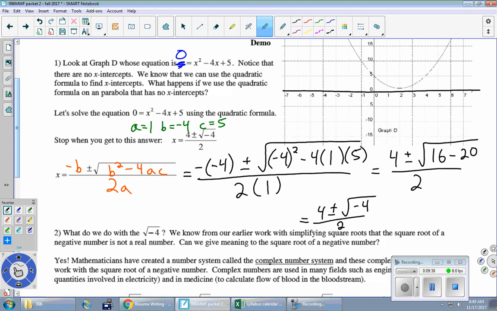Okay, and then we pause, and we look at that square root of negative 4, and we say, uh-oh, because up until this moment in the semester, square root of negative 4, we would stop and say this is not a real number, right? That would be the end of the problem. But it turns out that mathematicians have given meaning to the square root of negative numbers. We haven't seen it before in this semester, but we're going to see it right now. And some of you might have seen it already in a previous math class.